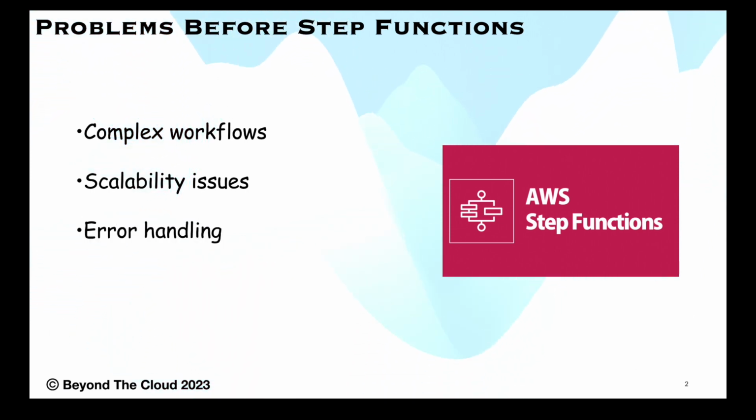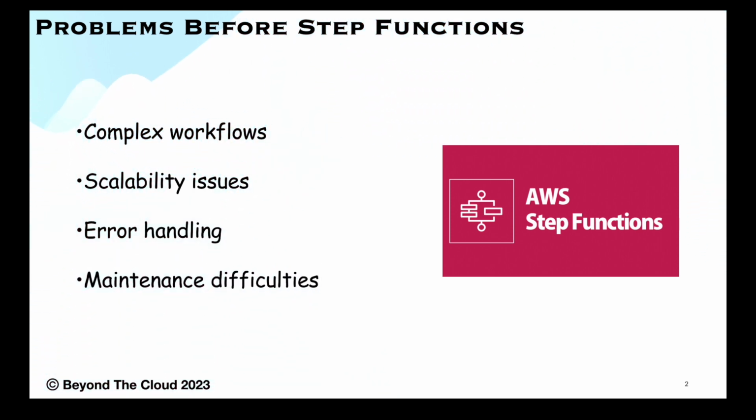Next one is error handling. Error handling or exception handling within workflows can be problematic. Without Step Functions, organizations may need to implement a custom error handling mechanism, like finding where the error is happening. If you have multiple steps involved, you don't know in which step your problem is happening. So you need to implement a manual error handling mechanism, which can be difficult to maintain and may not provide the necessary visibility that is needed.